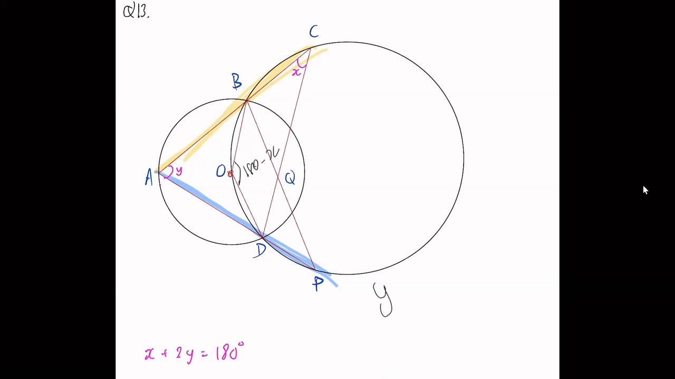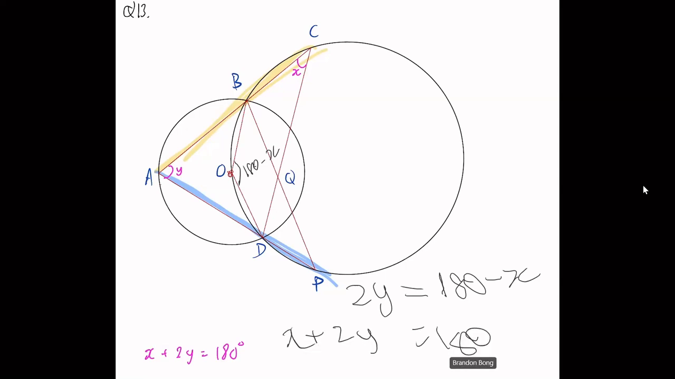So instead of calling that 180 minus x, what's another way? Which is the bigger angle? 2y. Yes, angle BOD is 2y. Angle BOD is also 180 minus 2x. Then you're done. Move the x over. Okay, I'll leave you to write it up on your own.